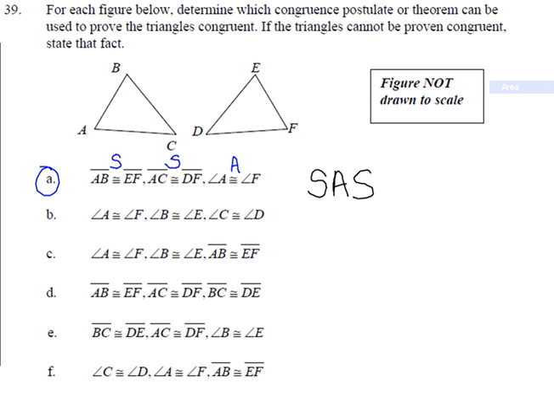39B. The first thing I'm going to mark is angle A is congruent to angle F, angle B is congruent to angle E, and angle C is congruent to angle D. Unfortunately, this is AAA, which is not a congruence postulate. So these triangles are not congruent.